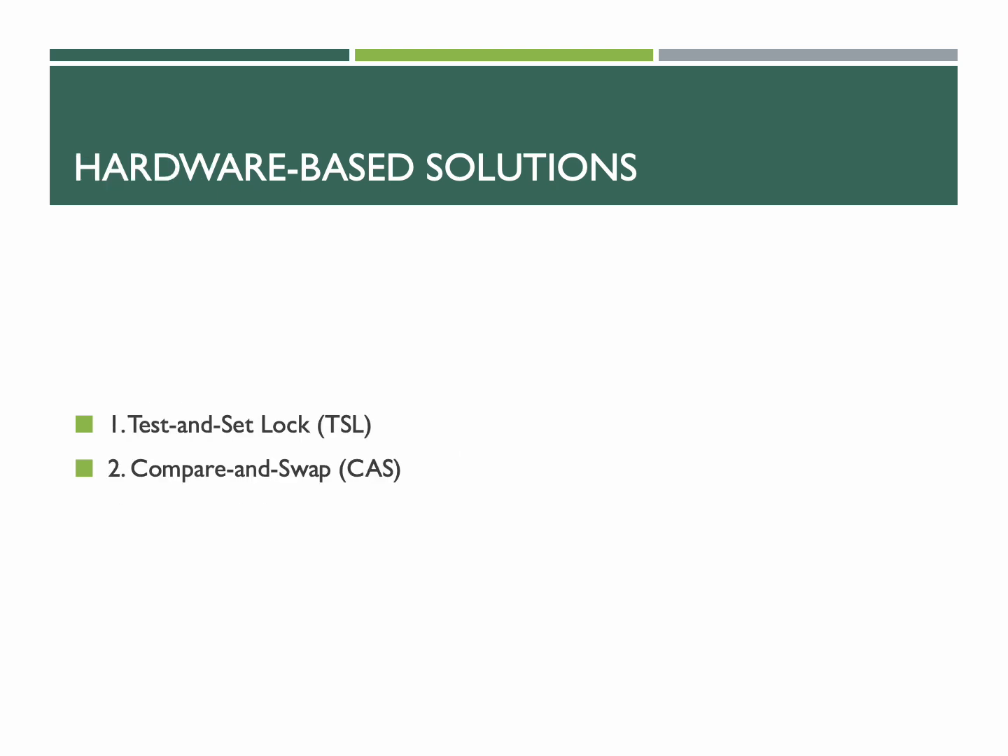Okay, hardware based solutions. Now, here we have two solutions. First is test and set lock, TSL, and compare and swap. So, first one, TSL, how it works. A special CPU instruction, test and set, is used to check and modify a lock variable in one atomic operation. If the lock is free, that means 0, it sets the lock to 1 and grants access. If the lock is already 1, the process must wait.